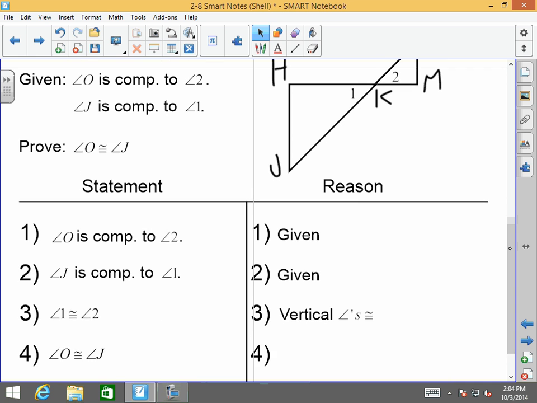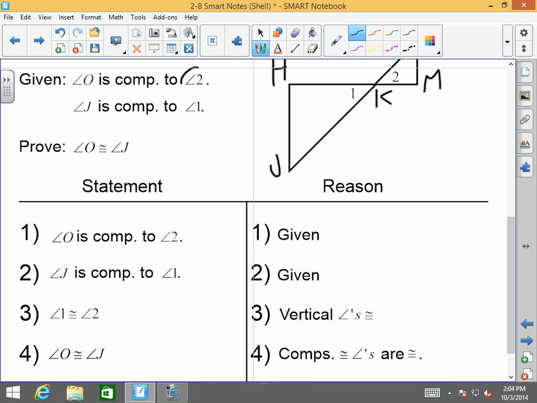Think about this, guys. If O is complementary to angle 2, and J is complementary to angle 1, and 1 is congruent to angle 2, O is congruent to J because complements of congruent angles are congruent. Didn't we just prove that 2 and 1 are both congruent? Guys? So doesn't that mean that O and J have to be congruent because they're complementary to congruent angles?